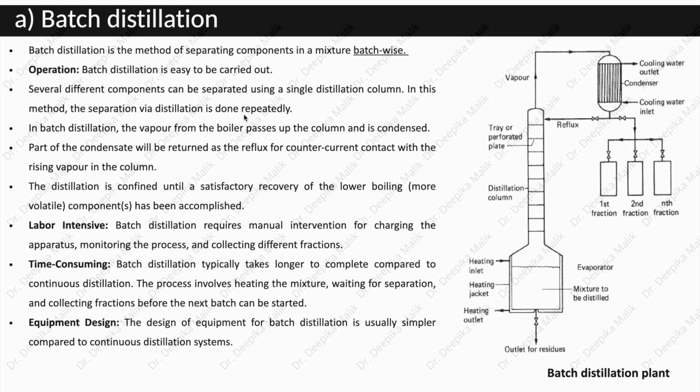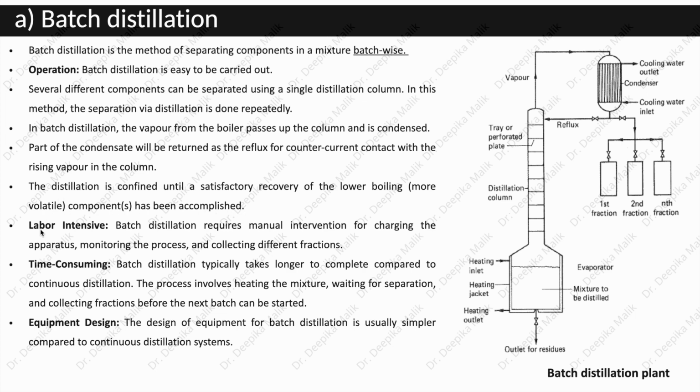In batch distillation, the vapor from the boiler passes up the column and is condensed. Part of the condensate will be returned as a reflux for counter-current contact with the rising vapors in the column. The distillation is continued until a satisfactory recovery of the lower boiling or more volatile components has been accomplished.